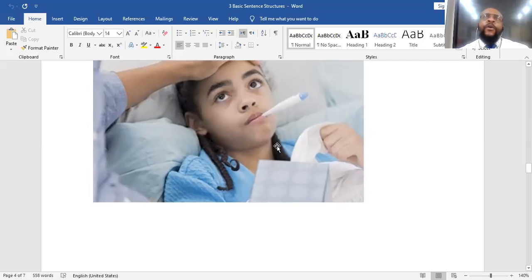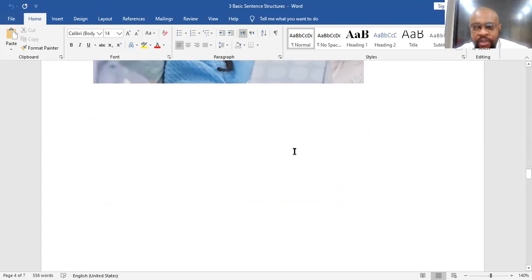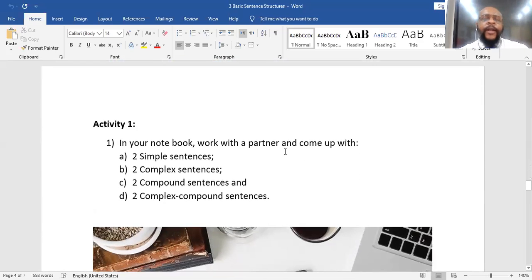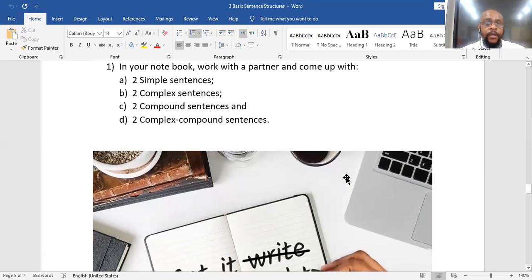So those are your four basic sentence types in English, right? Now that I've explained them and that you have a fair concept of them, I'd like you to do these two activities, right? The first activity is very simple. Go back to the four different sentence types and I want you to write at least two of each. So in your notebook, you'll work with your friend and you will write two simple sentences, two complex sentences, two compound sentences, and two complex compound sentences of your own, right?